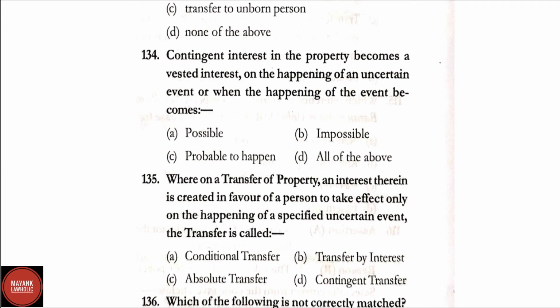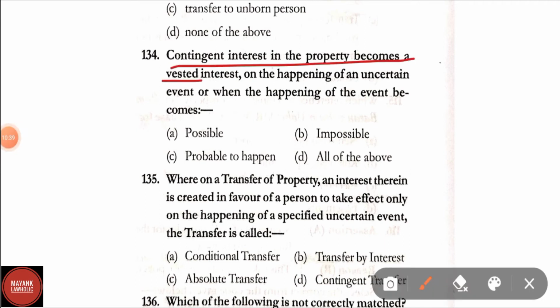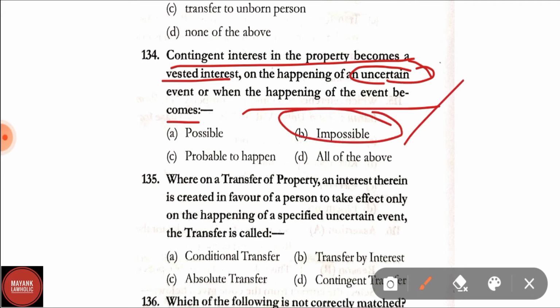Question number 134. Contingent interest in the property becomes a vested interest on the happening of an uncertain event when the happening of the event becomes: possible, impossible, probable to happen, all of the above. Here correct answer is option B, that is impossible.